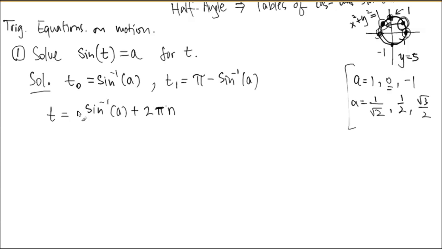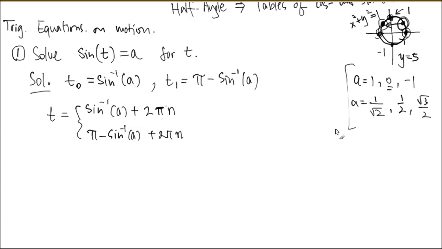And there is one more. What is the other kind? Pi minus sine inverse of A plus 2 pi n. This n and that n are not the same n. It is just a parameter that is involved in there. Okay?